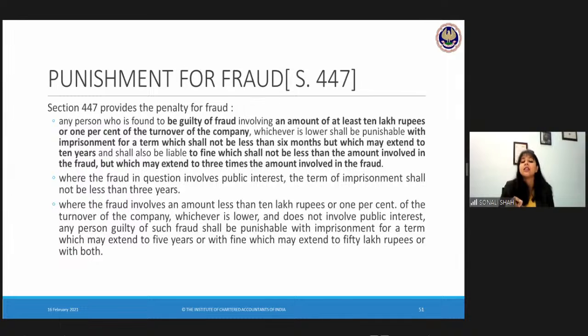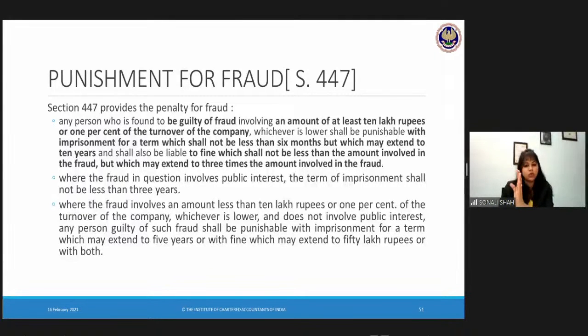In that case, the person who is guilty of fraud will be punishable with imprisonment up to 5 years or fine up to 5 lakh rupees or both. So there are 3 situations here under penalty for fraud. First situation, guilty for fraud. What is the amount? Amount is at least 10 lakh rupees or 1% of the turnover of the company, whichever is less. So in this situation, what will be the imprisonment?